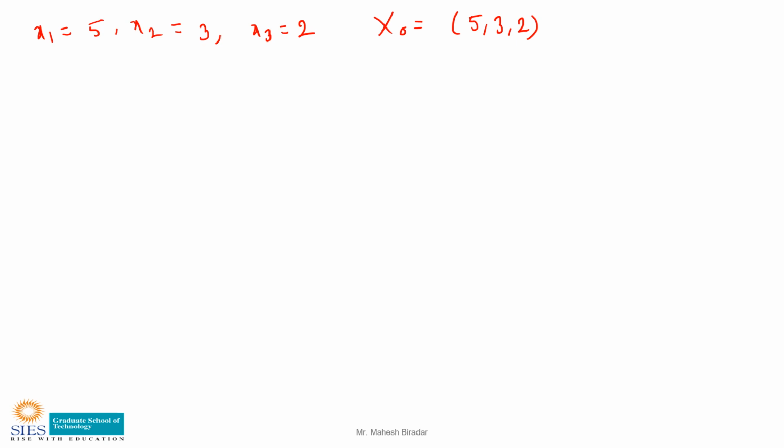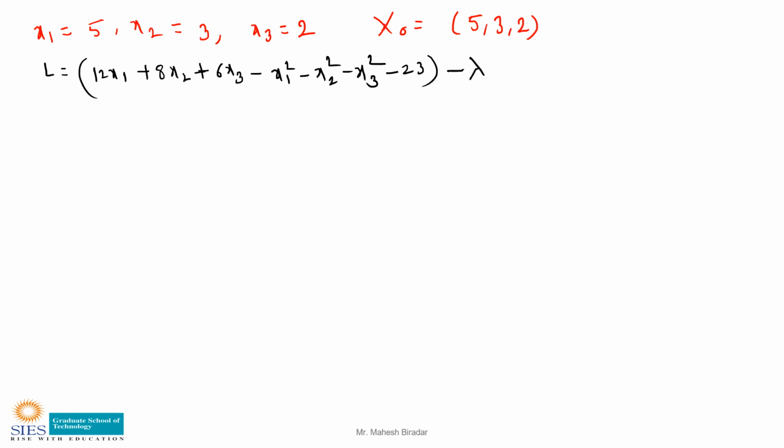Okay, I'll write it once again. Here L is 12x1 plus 8x2 plus 6x3 minus x1 square minus x2 square minus x3 square minus 23 and minus lambda times (x1 plus x2 plus x3 minus 10). Okay, so now we know the delta 4, how to find delta 4.